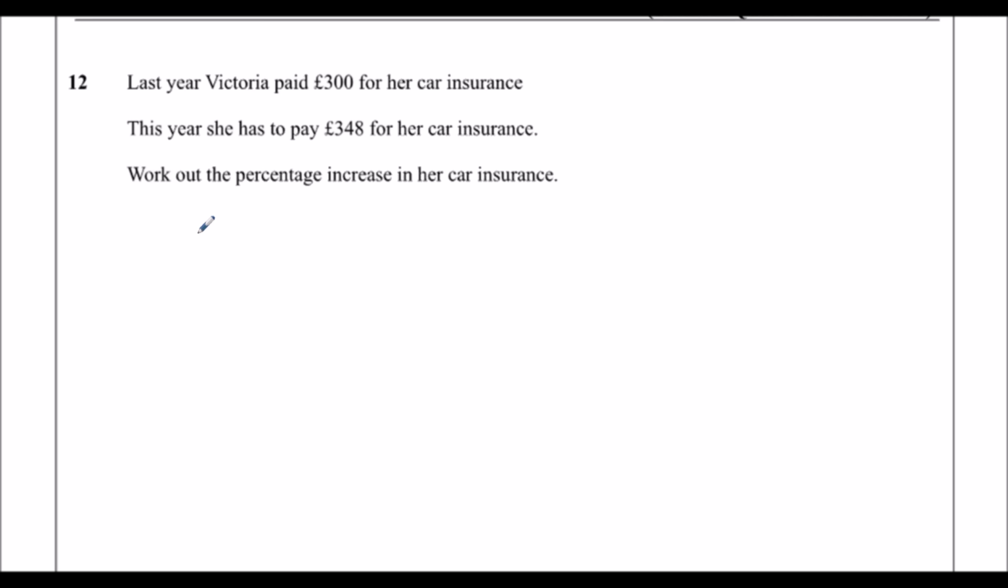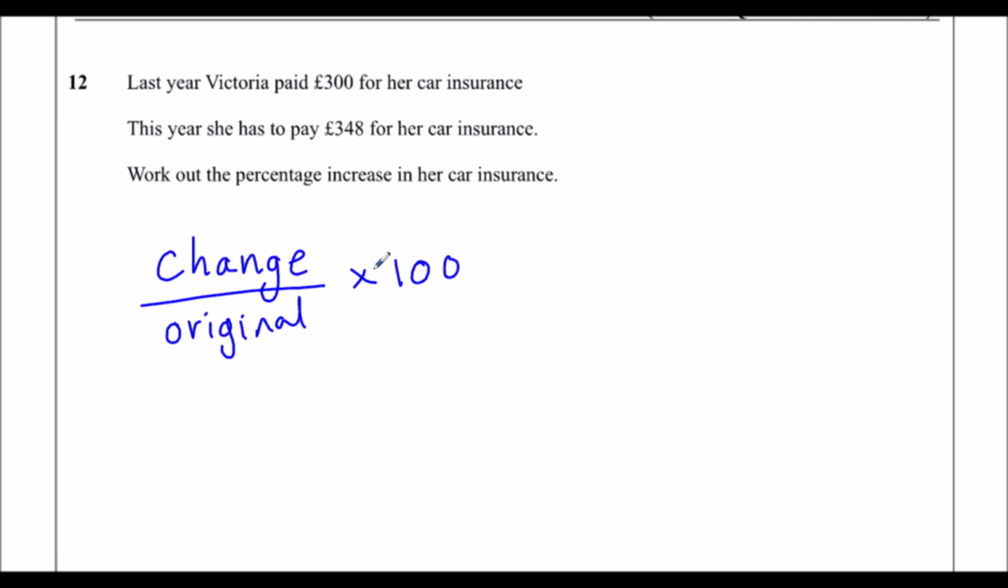So for percentage increase, we need to know how much it's changed, put it over the original, and times that by 100. So the change over the original times 100. What's the change here? How much has it gone up? Well, from 300 to 348 is £48. Over the original, which was 300, and we're going to times that by 100.